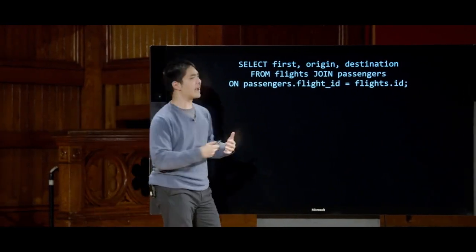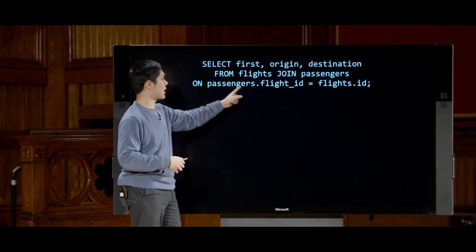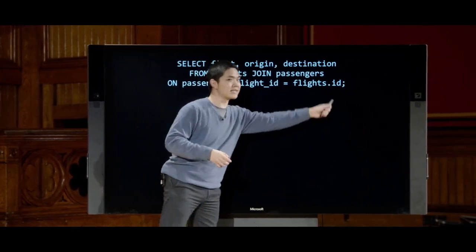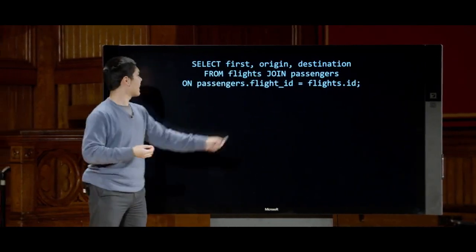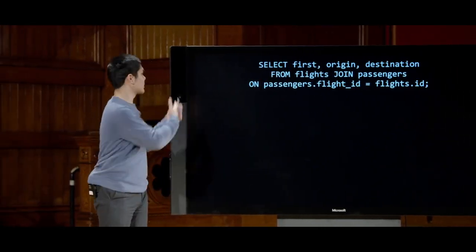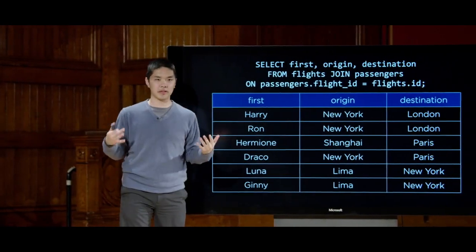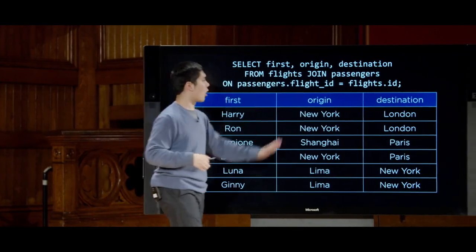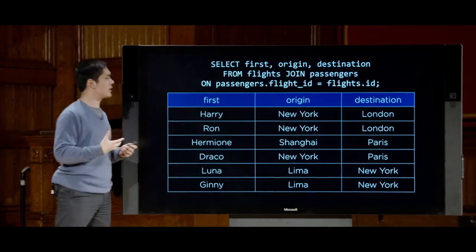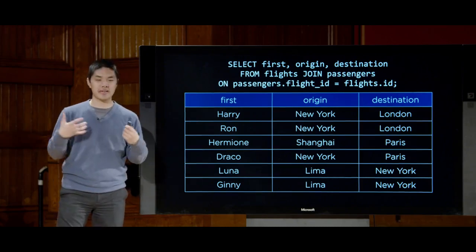In this case, I'm saying the way these two tables are related to one another is that the flight ID column of the passengers table is associated with the ID column of the flights table. The flights table has an ID that uniquely identifies every flight, and the passengers table has a flight ID column that uniquely identifies the flight that we're referring to for this particular passenger. And so the result I might get is a table that looks like this, that gives me everyone's first name, but also their origin and their destination, where origin and destination are drawn from the table of flights, and the first name is drawn from the table of passengers.